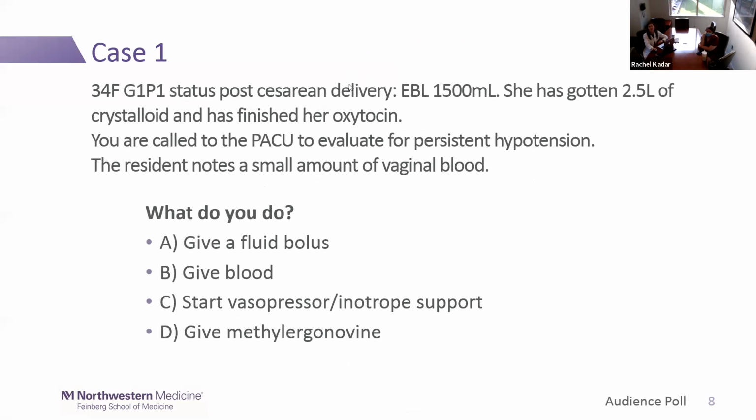34-year-old female, G1P1 status post cesarean delivery, EBL 1500. She's gotten 2.5 liters of crystalloid and has finished her oxytocin. You're called to the PACU to evaluate for persistent hypotension. The resident notes a small amount of vaginal blood. What do you do? A, give a fluid bolus. B, give blood. C, start vasopressor inotrope support. Or D, give methylergonovine.